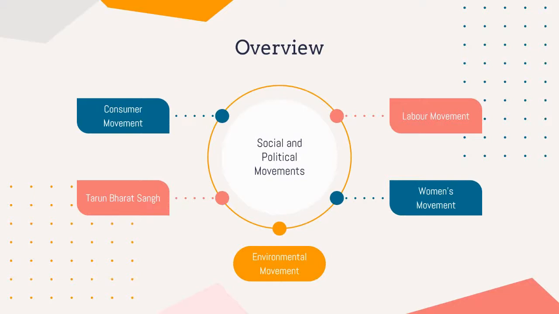The next movement we spoke about is the environmental movement. The environmental movement started because of harmful human activities, and that was the only way to stop these activities. We also looked at the Tarun Bharat Sangh, where we learned how Dr. Rajendra Singh helped in creating many johads in the state of Rajasthan. The last movement we looked at is the consumer movement, where we learned that consumers came together to fight for their rights against different malpractices and injustice.